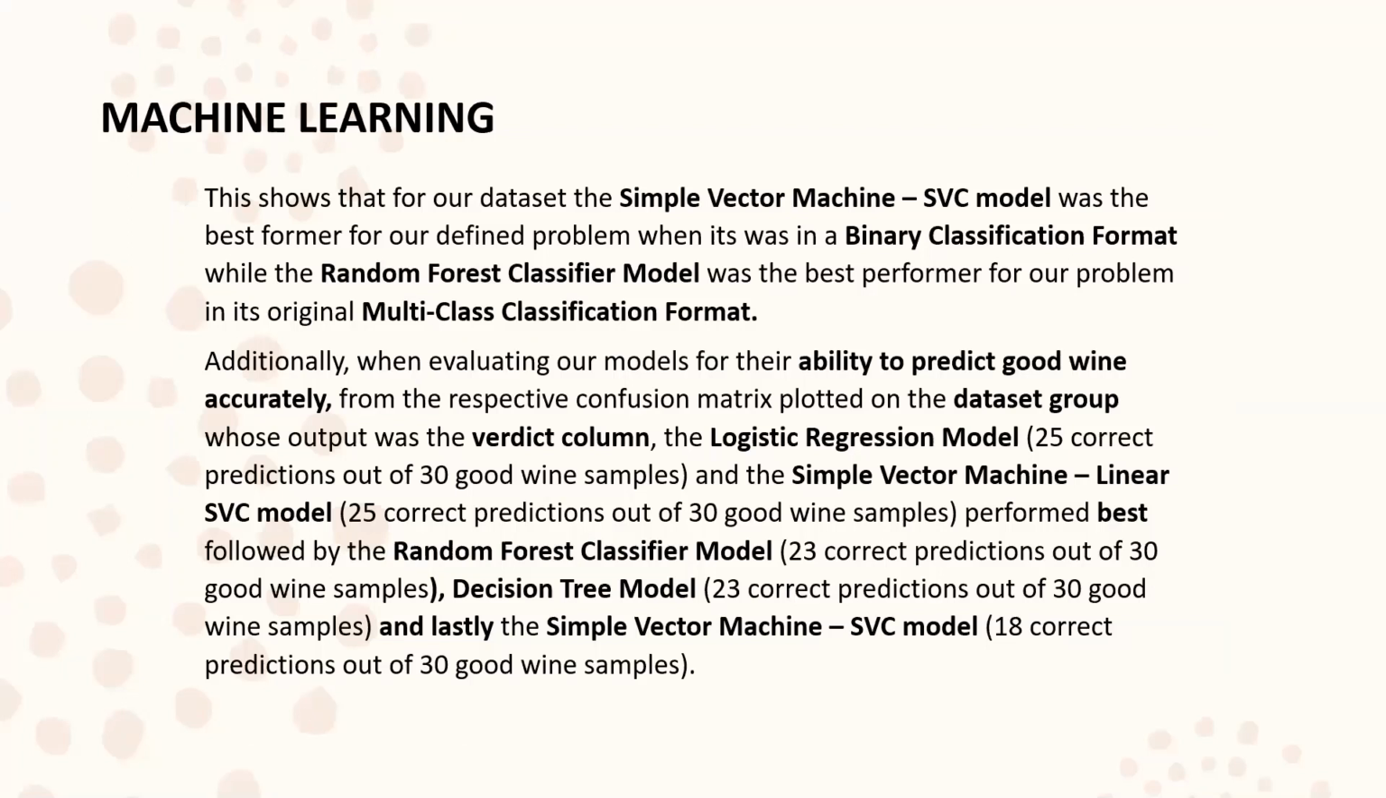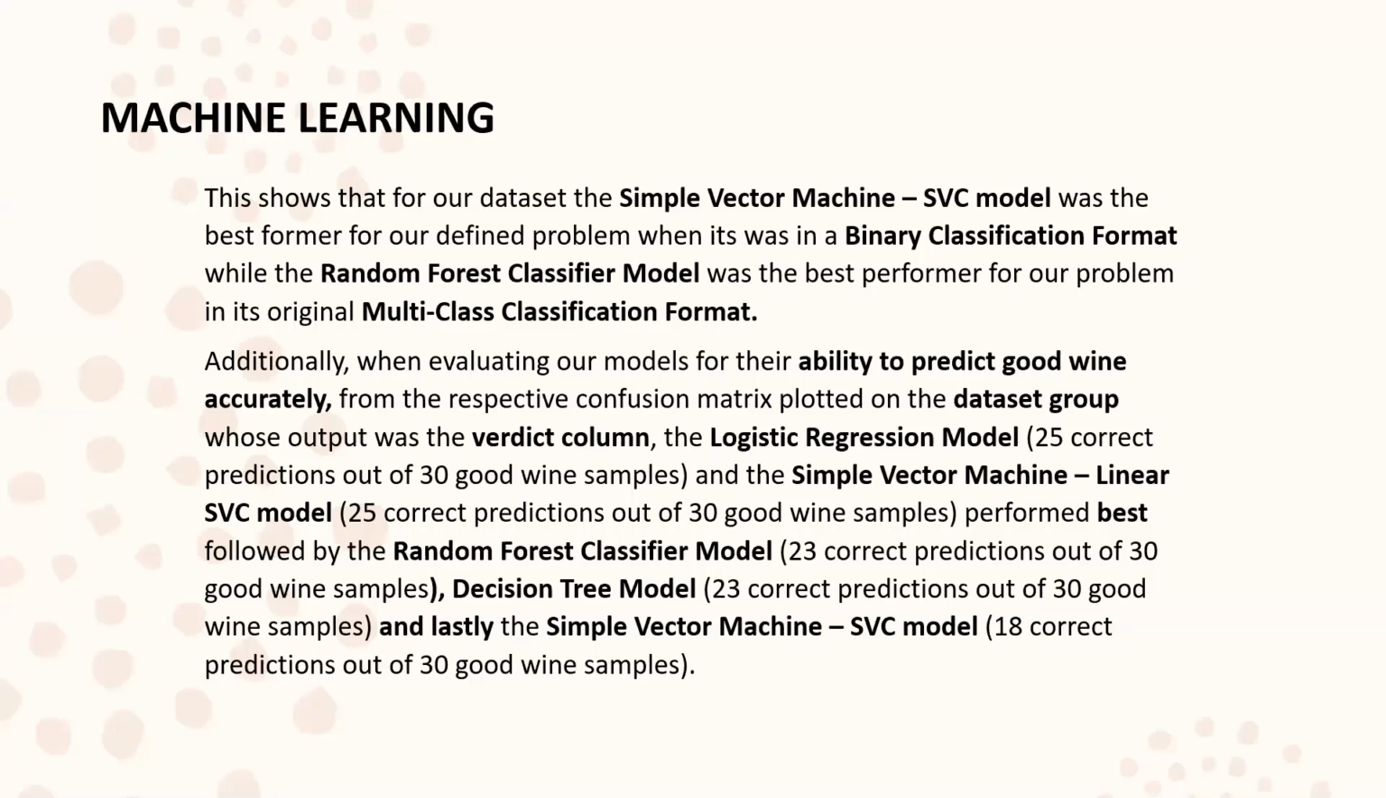So what we came to conclude was that for the data sets in the format of a binary classification, using the verdict scores as a single output feature, the SVC model performed best, followed by the random forest and the decision tree. But when evaluating the models in their original state, the random forest model performed best, followed by the decision tree.